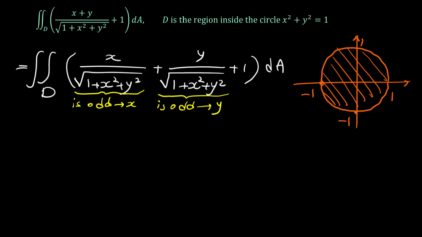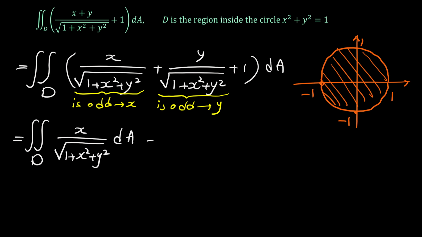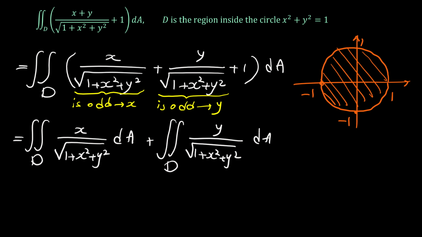So the double integral, let me separate this to make it more clear. The double integral over region D of x over square root of 1 plus x to the 2 plus y to the 2 dA is 0. Also the double integral of the function y over square root of 1 plus x to the 2 plus y to the 2 dA over region D is also 0. The only integral that we have to calculate is 1 dA over region D.